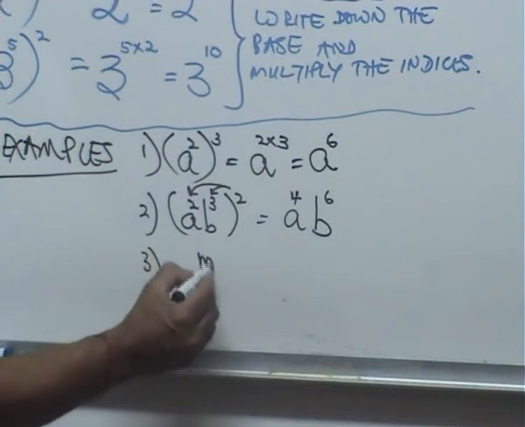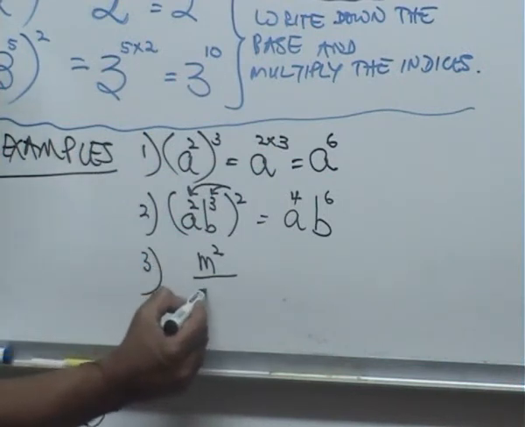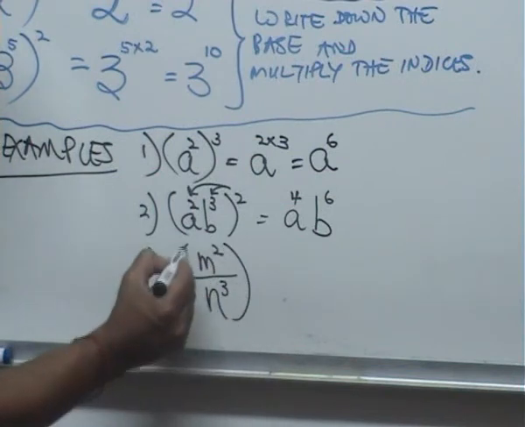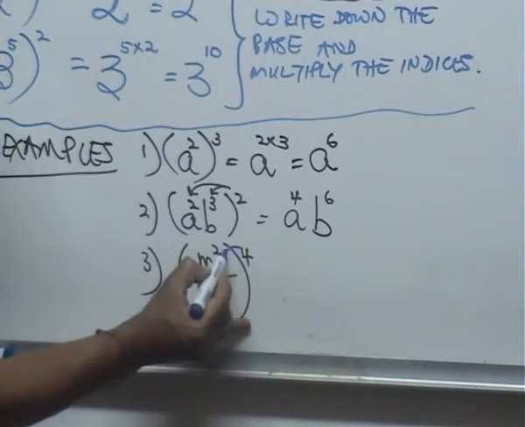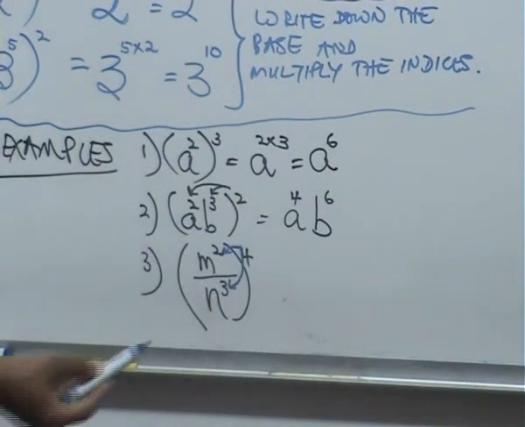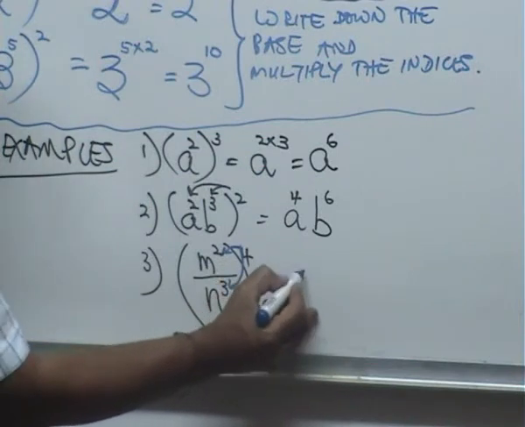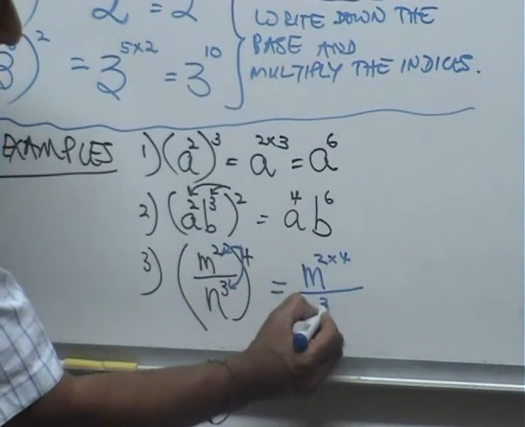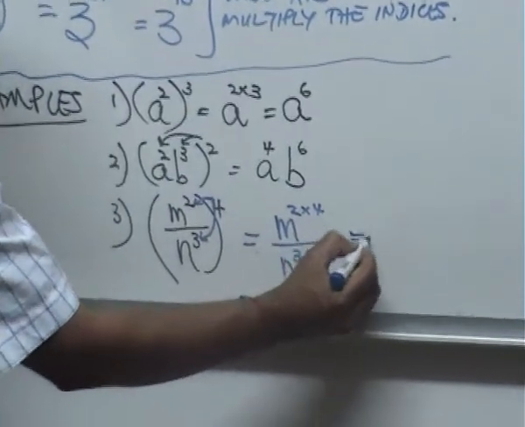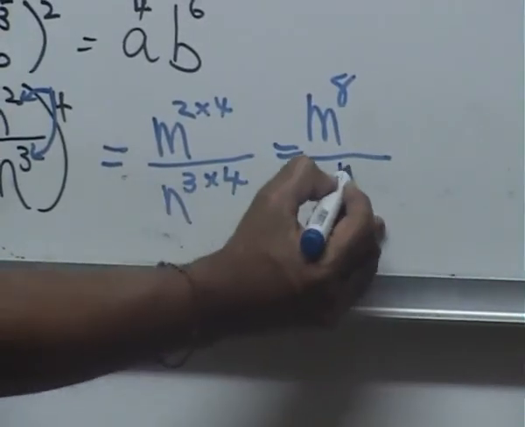Right, let's do another example. Now sometimes the powers can be above and below. Now the power has to go there and there. So if you think about this like a house, there's an upstairs and downstairs. The power has to go upstairs and downstairs. So on the top you got m to the 2 times 4. The downstairs you got n to the 3 times 4. So there you got 2 times 4, 8. And here you got n, 3 times 4, 12.